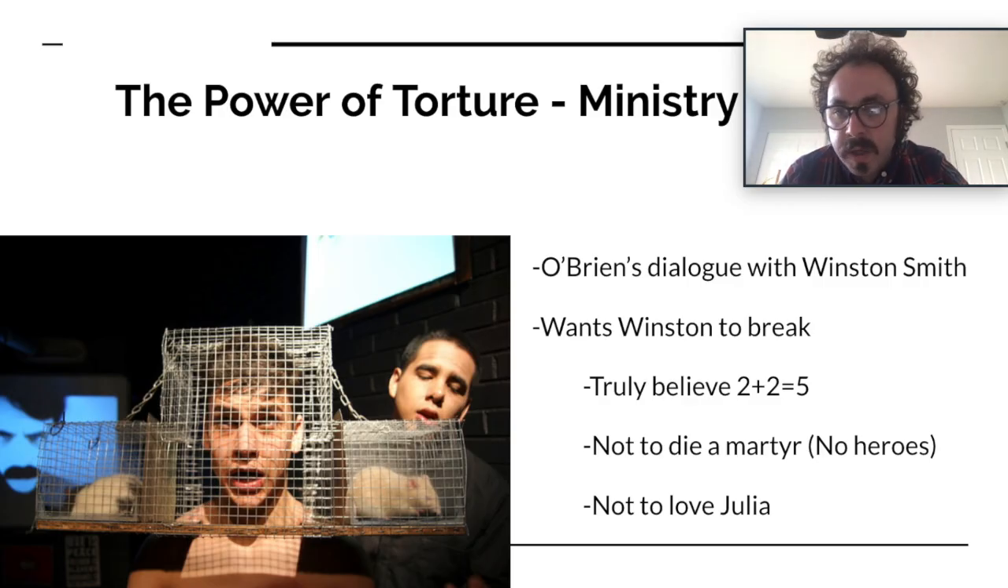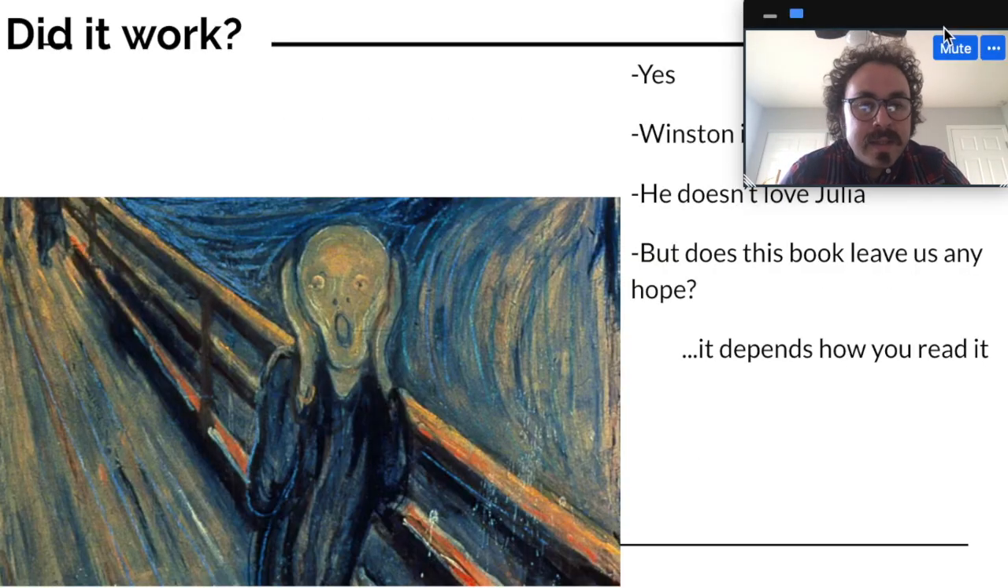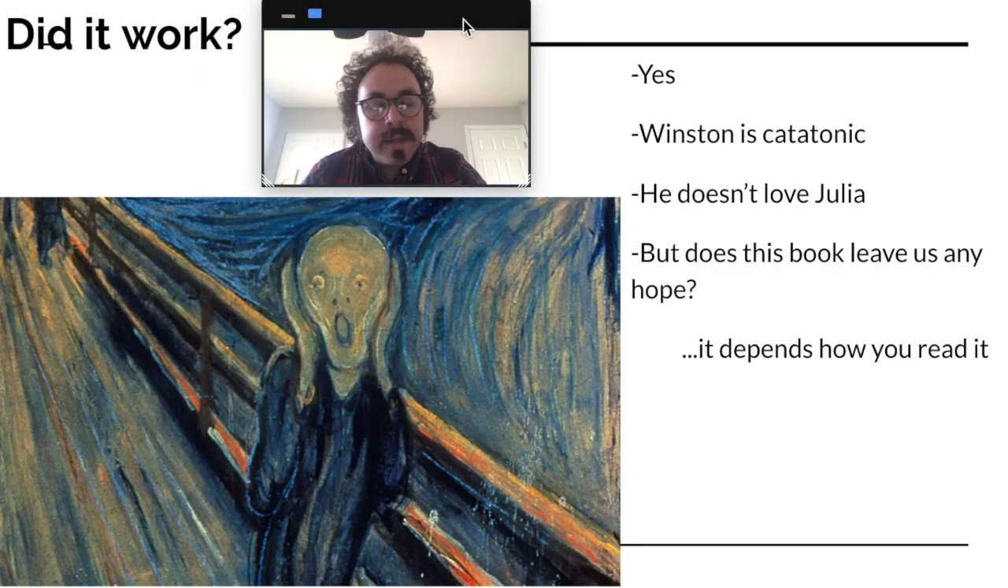Okay, so does it work? Did Winston actually break? Yeah. At the end of the novel, he's catatonic. He doesn't love Julia anymore. We see them meet each other again, and they both admit that they threw each other under the bus. But is that to say that the book leaves us with no hope at all? Well, the answer to that is it depends how you read it or which ending you choose.